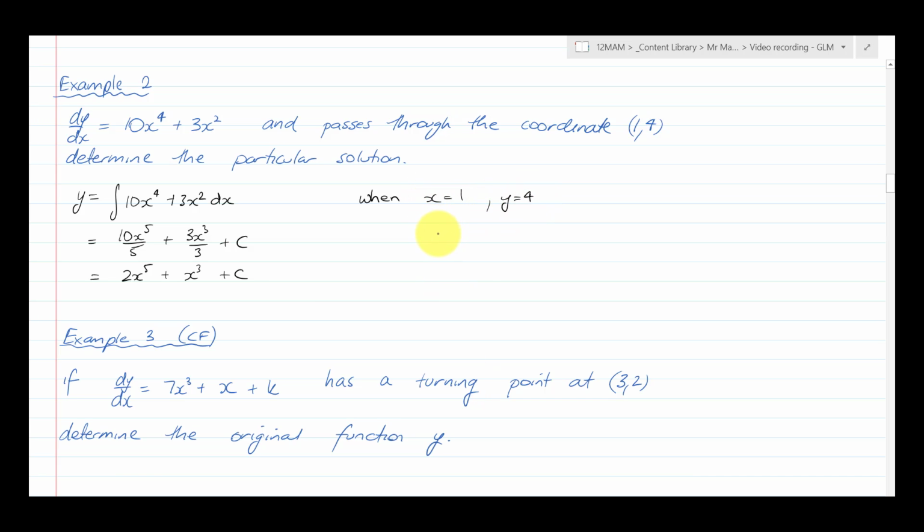And so we get this. y equals 4, my apologies: y is equal to 2 times 1 to the power of 5 plus 1 to the power of 3 plus c. Now evaluate my substituted terms. I get 2 plus 1 plus c, and 2 plus 1 is 3. Subtract 3, I get c equals 1, and therefore y is equal to 2x to the power of 5 plus x cubed plus 1. And that's my particular solution.